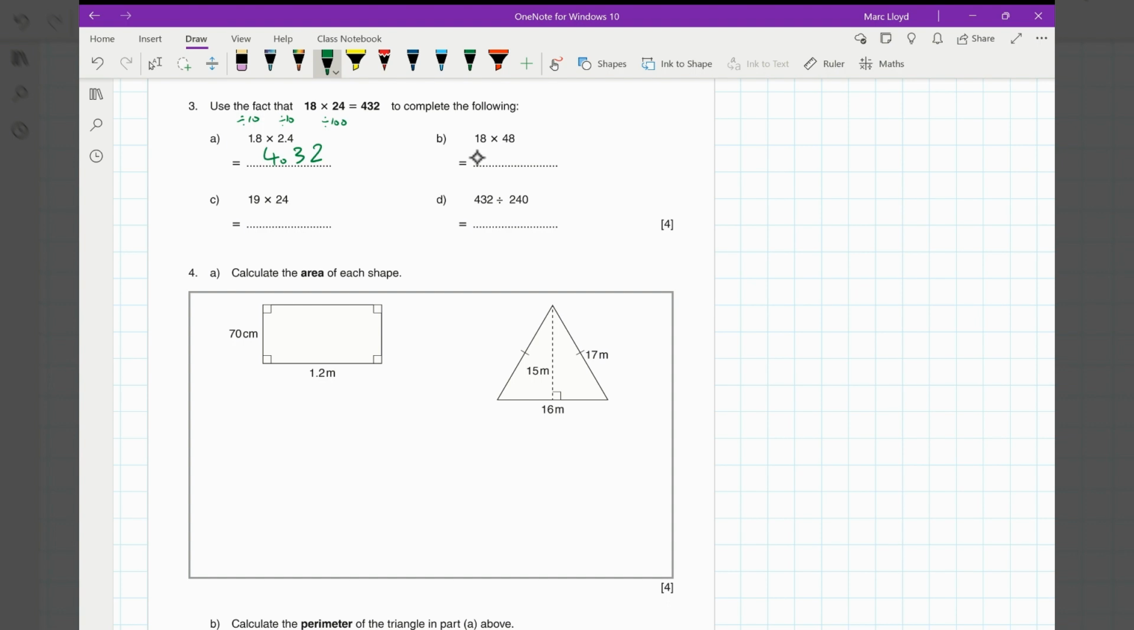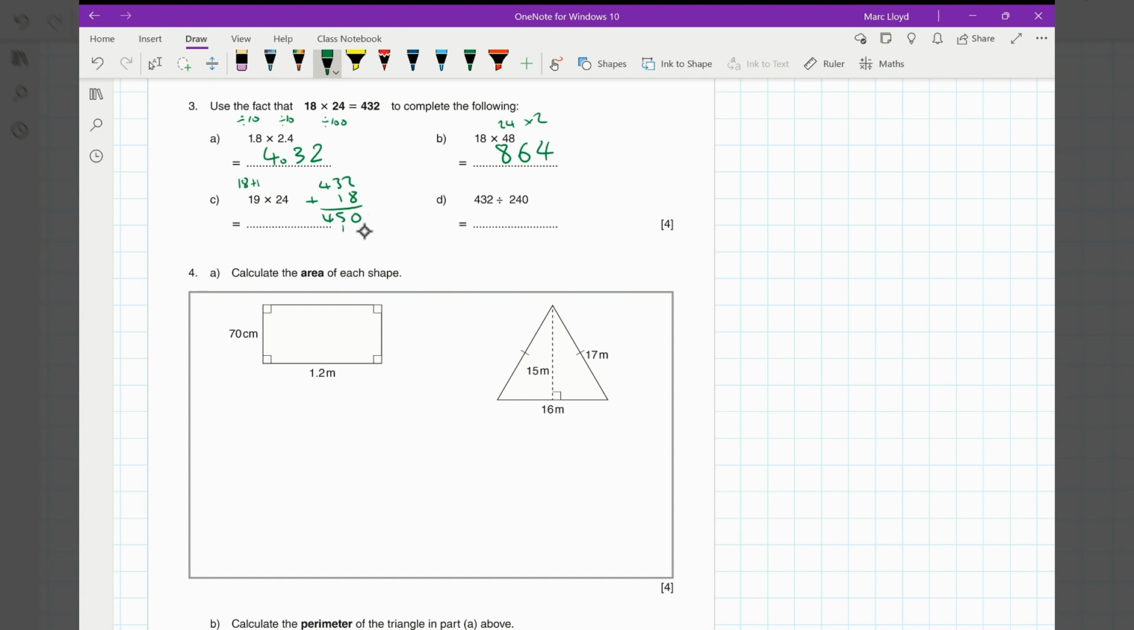Okay, 18 times by 48, that's 24 times by 2. So we're going to have double the answer that we had on that initial part of the question, giving us 864. 19 times by 24, so that is 18 plus 1. So we're going to have to add an 18 onto it. So 432 plus 18. 0, carry the 1, 3, 4, 5.